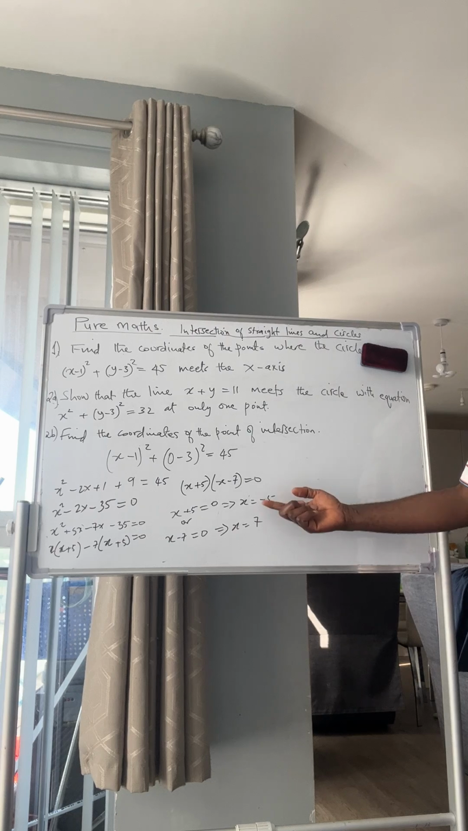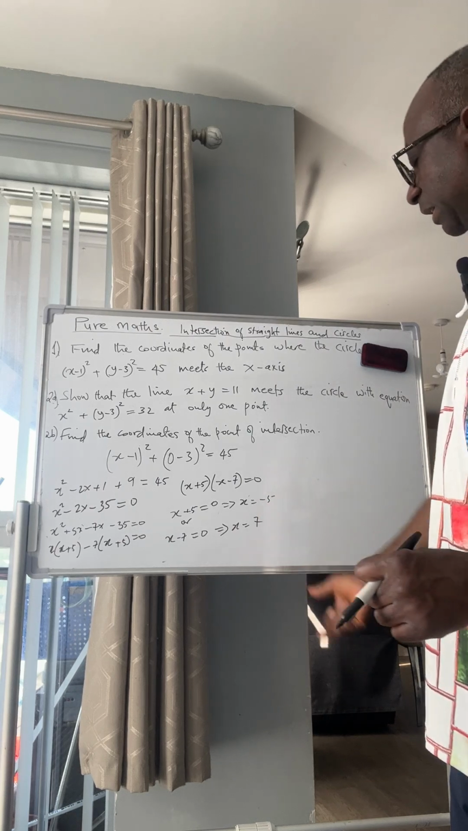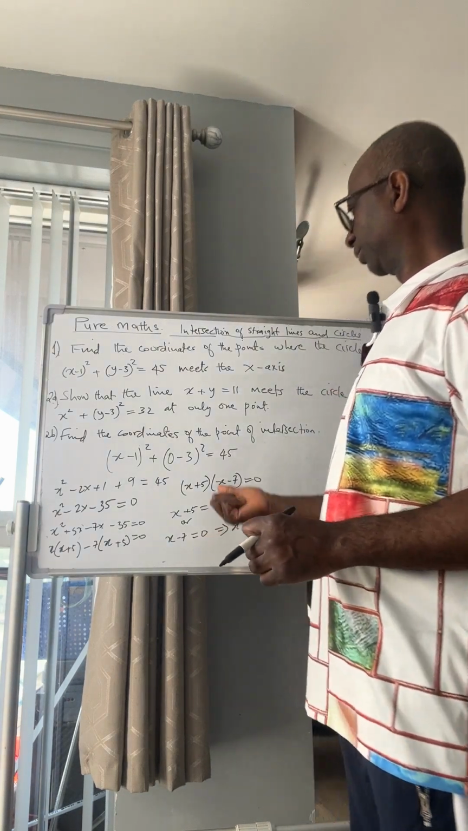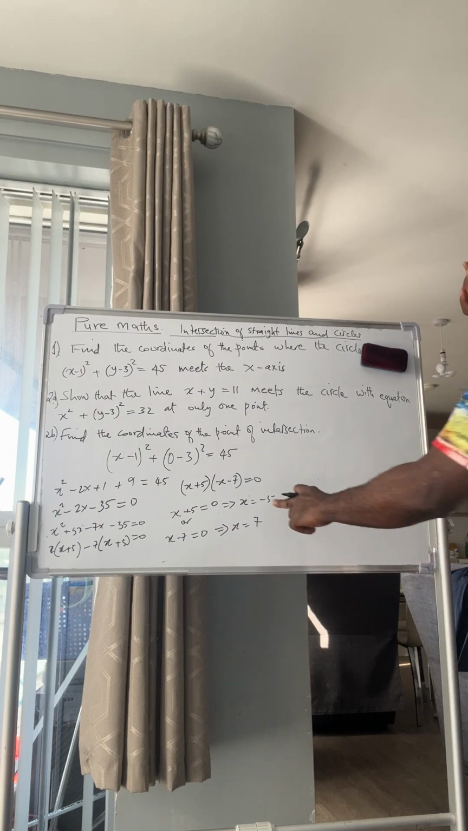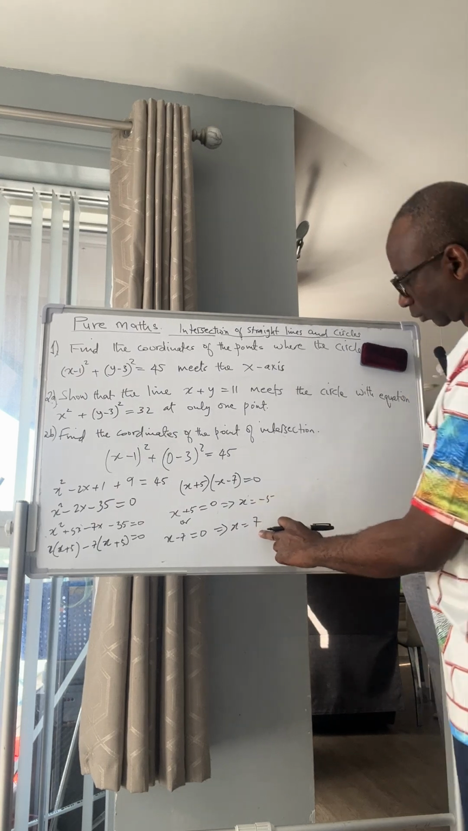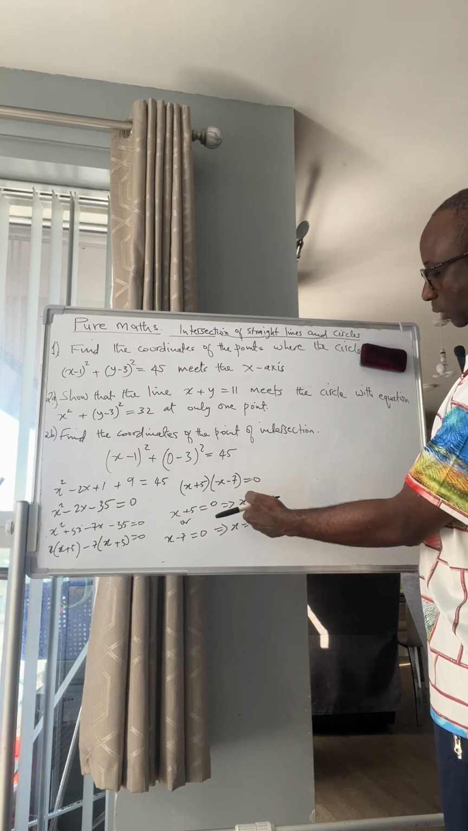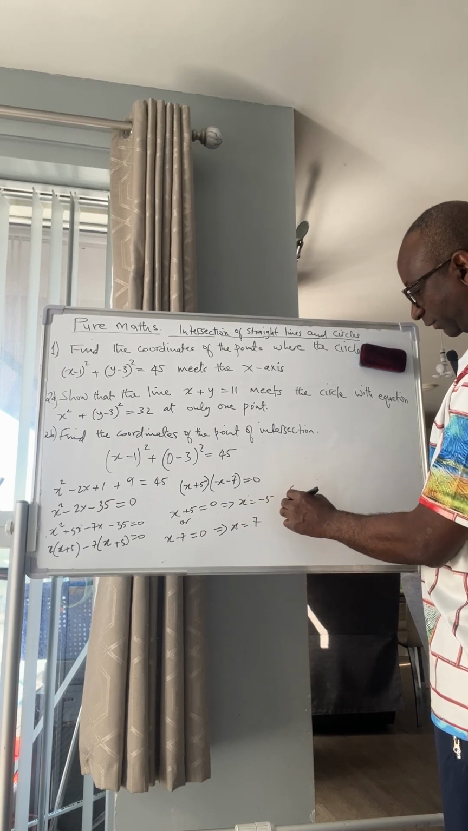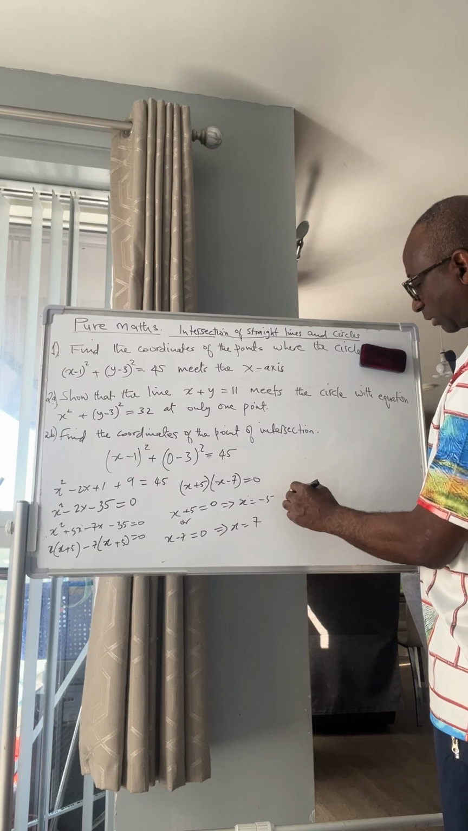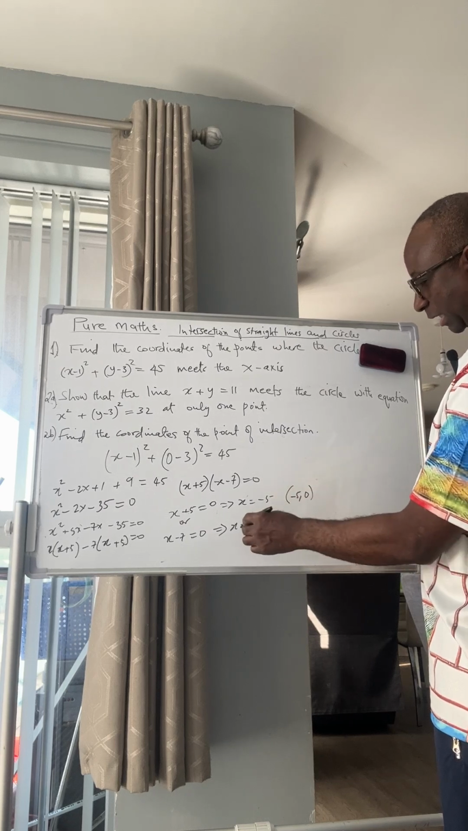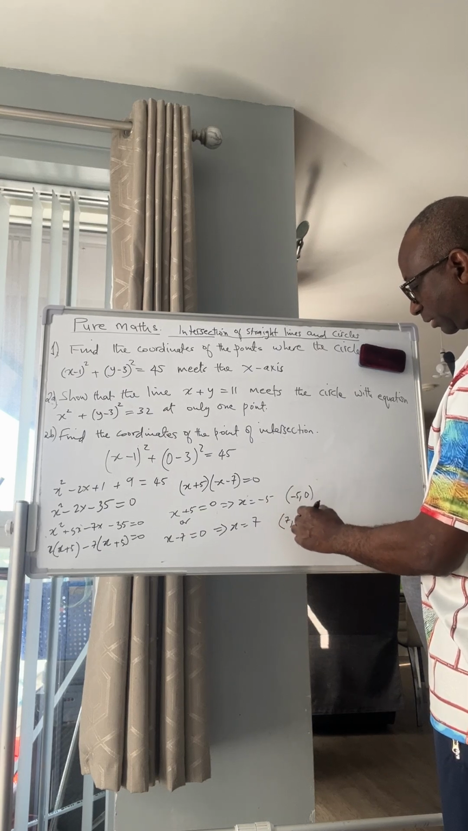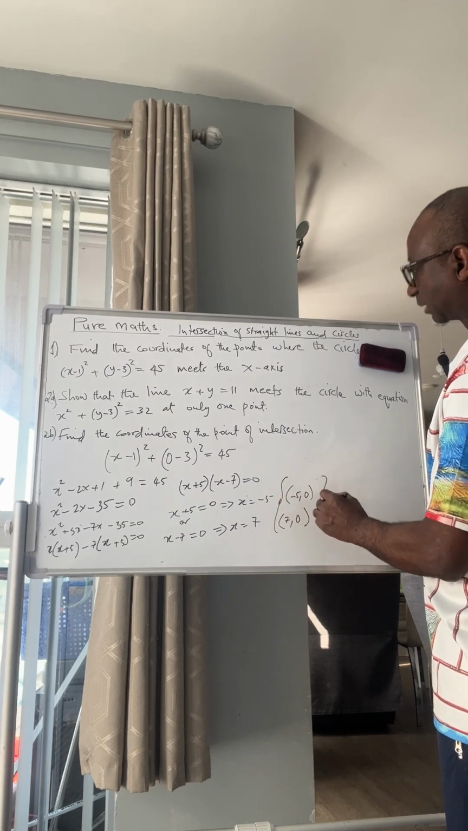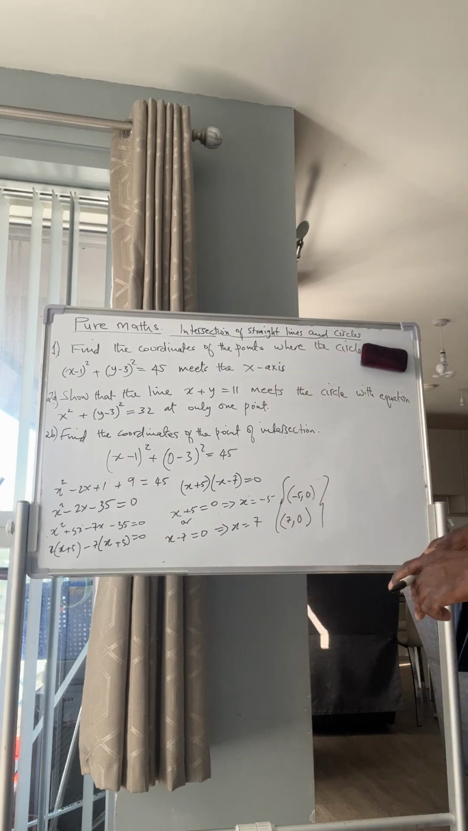So these are the x coordinates of the points where the circle meets the x-axis: x = −5 and x = 7. So for this one, x is −5, therefore it's going to be (−5, 0), and y is 0. And this one here, x is 7 and y is going to be 0, so (7, 0). So these are the coordinates of the points where the circle meets the x-axis.